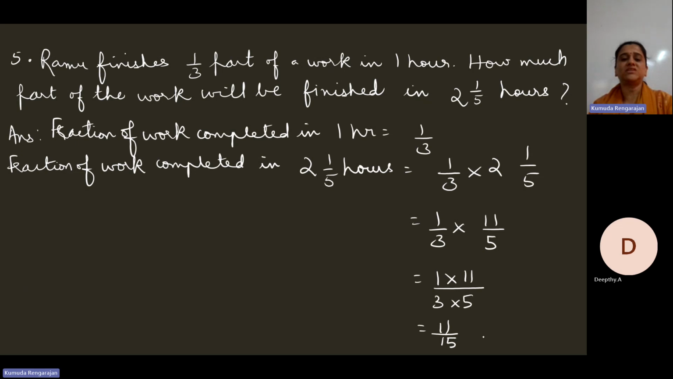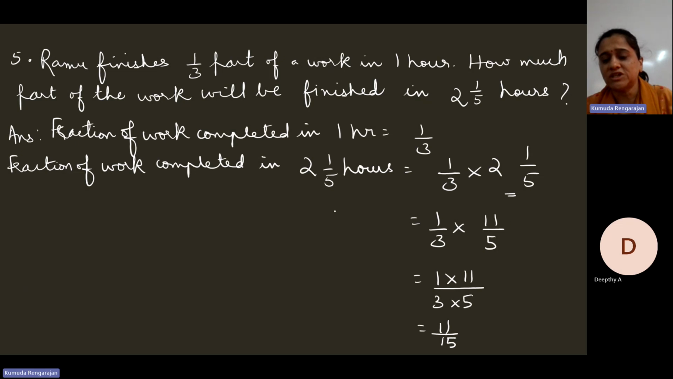Fraction of work. See the statements. Fraction of work completed in 1 hour is 1/3. Fraction of work completed in 2 1/5 hours will be 1/3 into 2 1/5, or 2 1/5 into 1/3. Any order you can write, because multiplication is commutative.